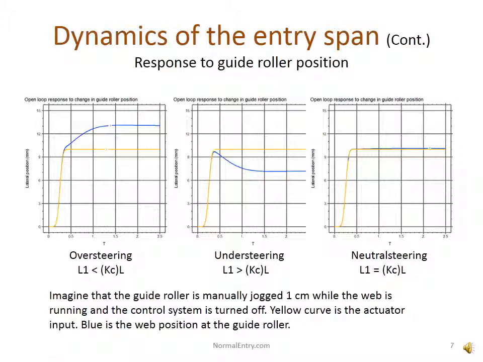We'll start with response to the guide roller position. These are time plots which illustrate three possible situations. There are two curves in each plot. The yellow one is the lateral position of the guide roller, which is basically a step change. The blue curve is the lateral position of the web at the exit of the guide roller, which includes the tracking motion on the roller surface.